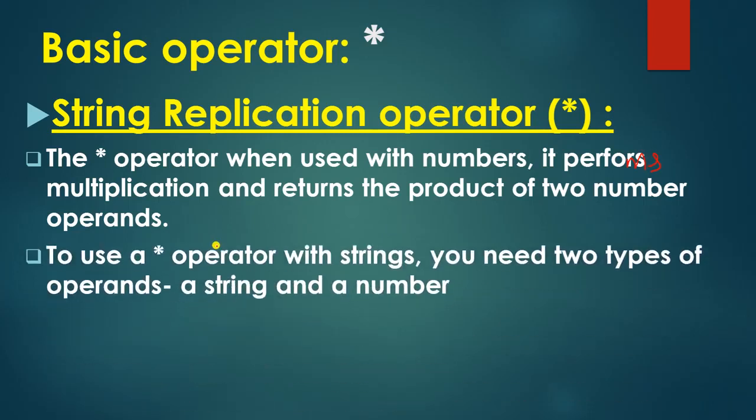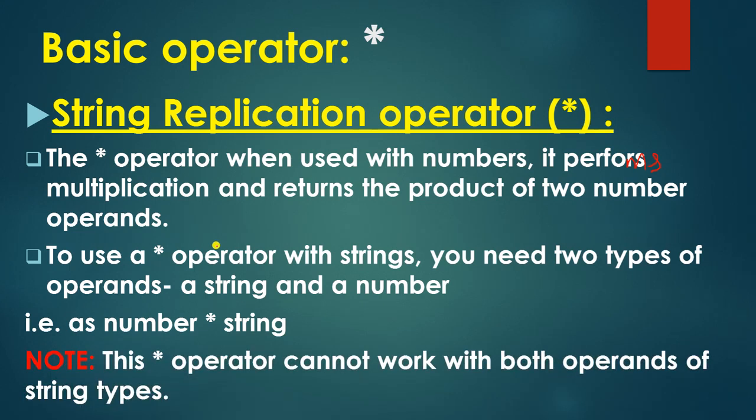To use the replication operator with strings, you need two types of operands, a string and a number. For example, a number multiplied by a string. It will print the string as many times as the number you have entered. This replication operator cannot work with both operands of string type. If both operands are of string type, it will not work.